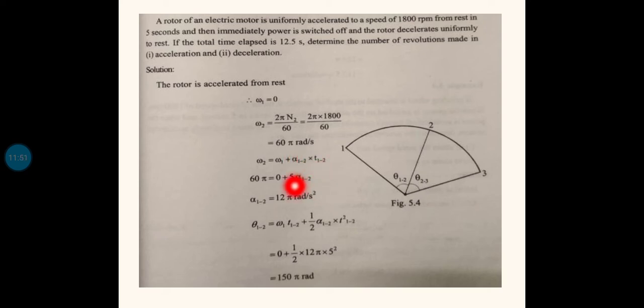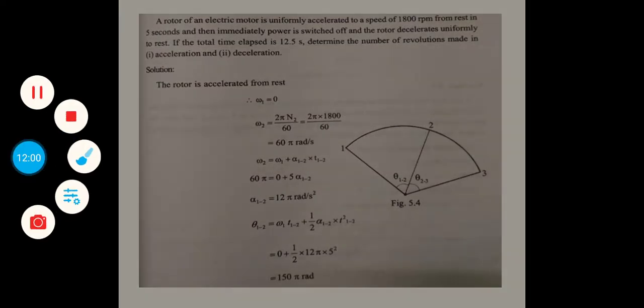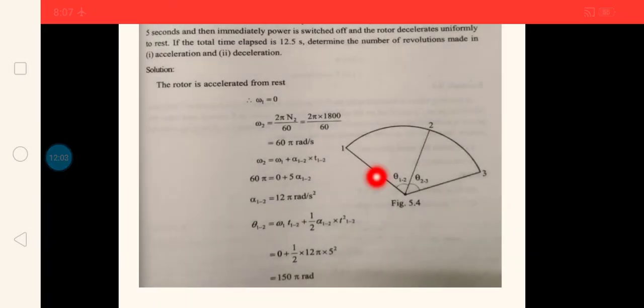Now we have the equation omega equals omega 0 plus alpha t. Here omega is 60 pi radian per second. I am taking only the acceleration part, so the final velocity is 60 pi radian per second, and omega 0 at the start was 0. So 60 pi equals 0 plus 5 into alpha 1 2. I am specifically taking alpha 1 2 because 1 2 is the acceleration. On substituting, you will get alpha 1 2 equal to 12 pi radian per second square.